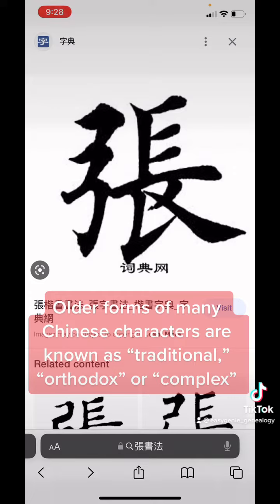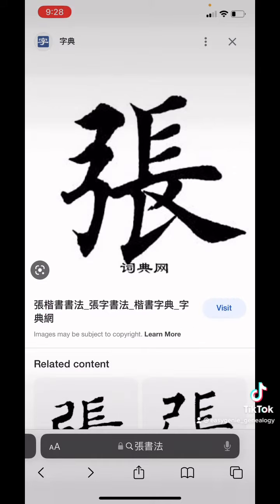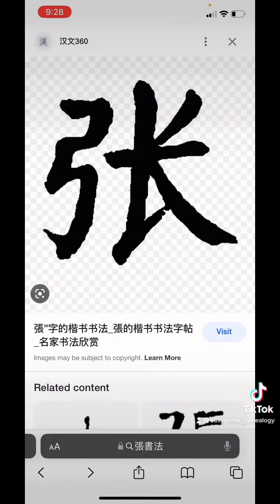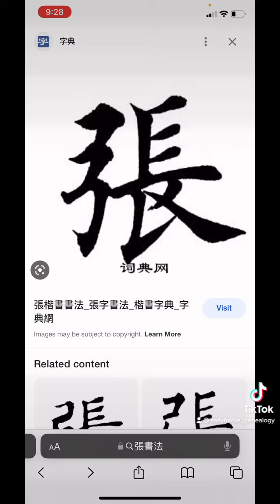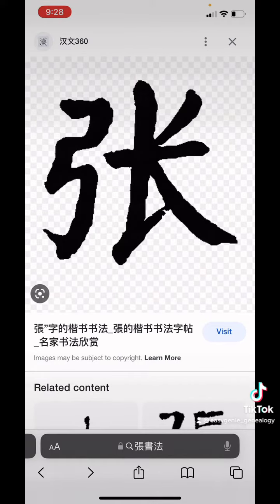This is the same character, same surname, same meaning. In other contexts, this surname can also mean open, or it's also used as the measure word for a piece of paper. But you can see it looks different than the way that they do it now. And the reason is, a long time ago, China switched from something called orthodox or complex characters, 繁体字, to simplified characters, 简体字. This is the simplified version of the surname Zhang.